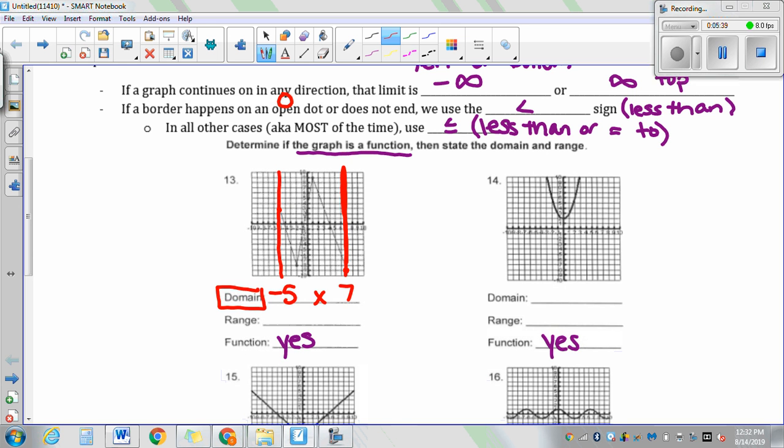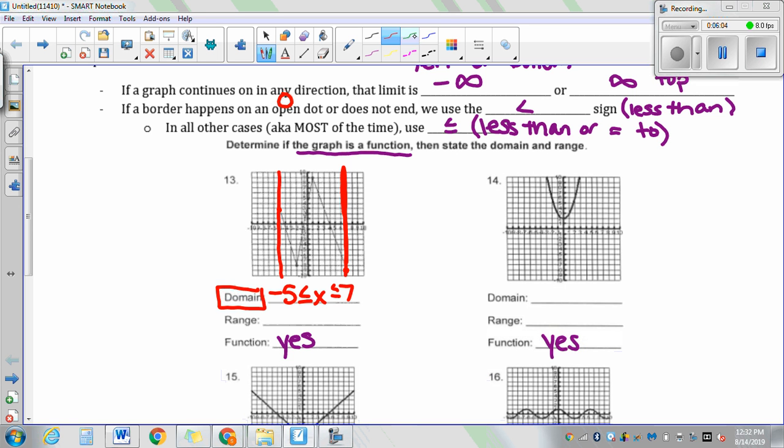We use the less than sign, but in all other cases, so if you're touching the graph, it's closed in, and you actually hit it, you're going to use the less than or equal to sign. So at -5, I actually hit the graph. So I'm going to use that less than or equal. And on the right-hand side, at this 7, I actually hit the graph. So again, less than or equal. So that's how we do domain.